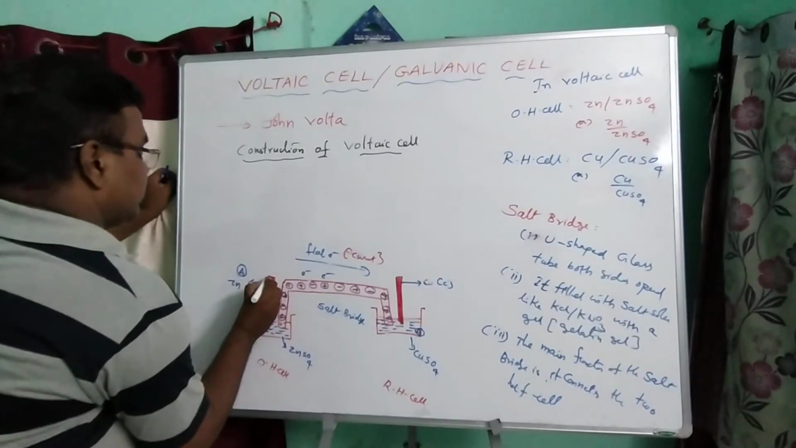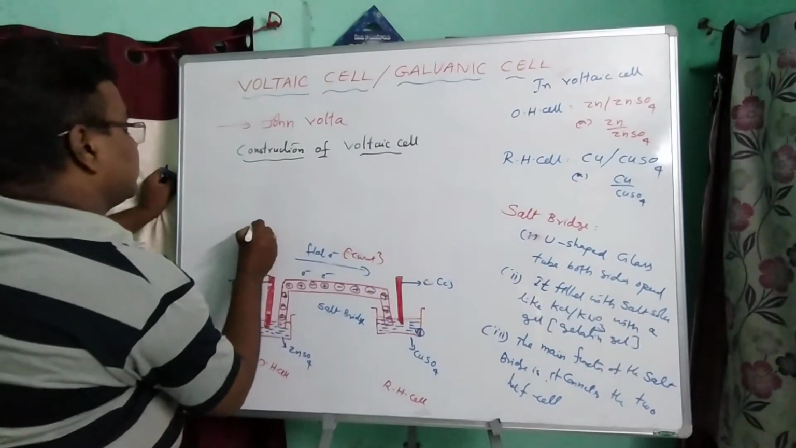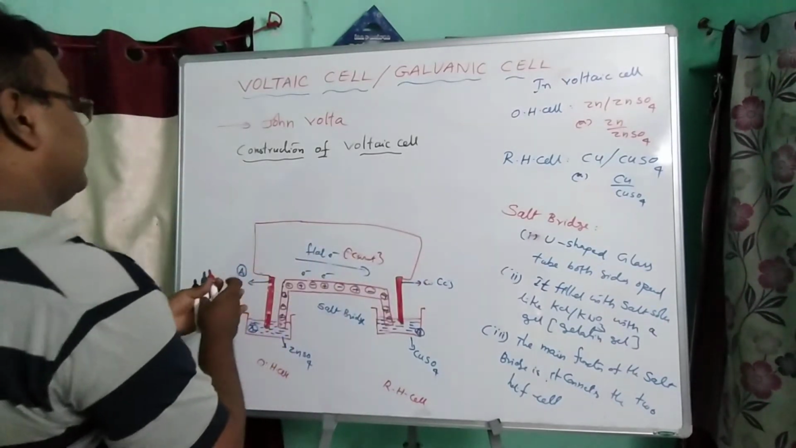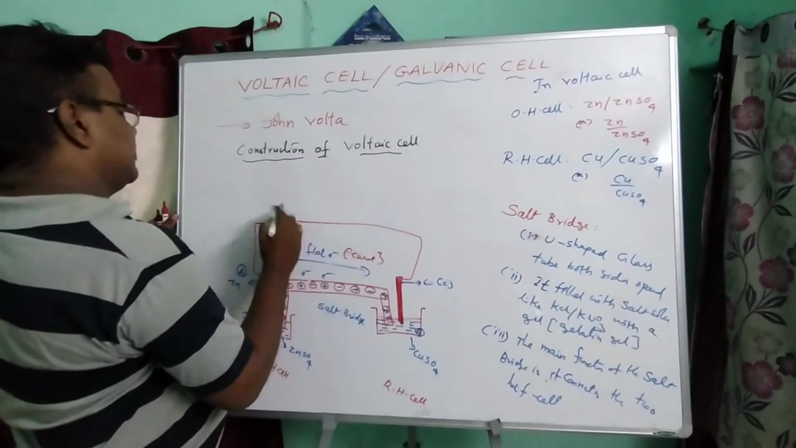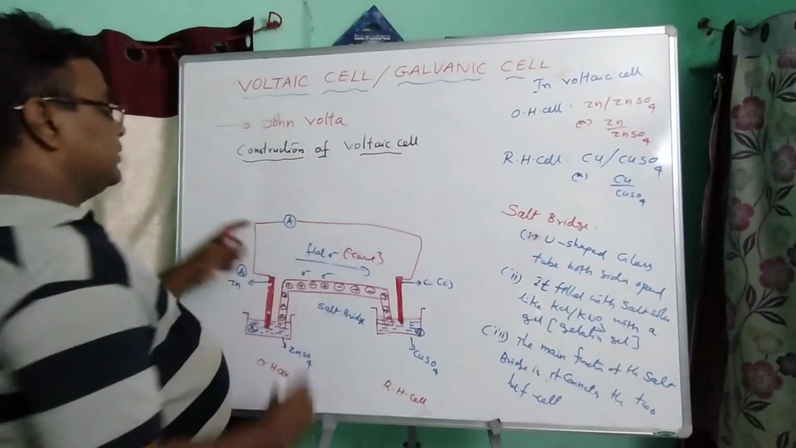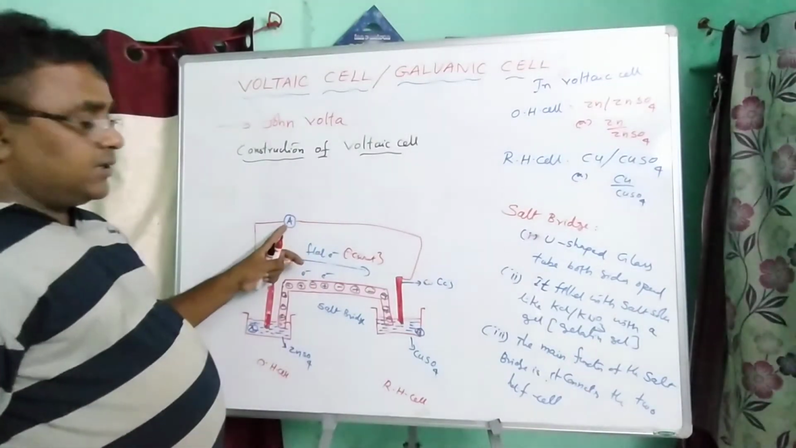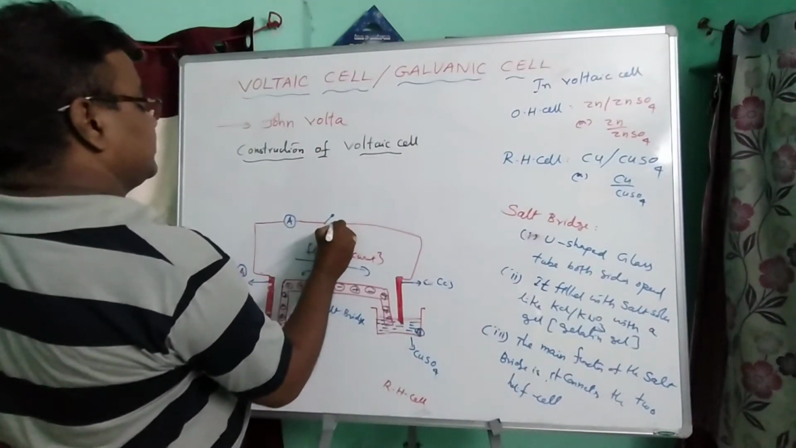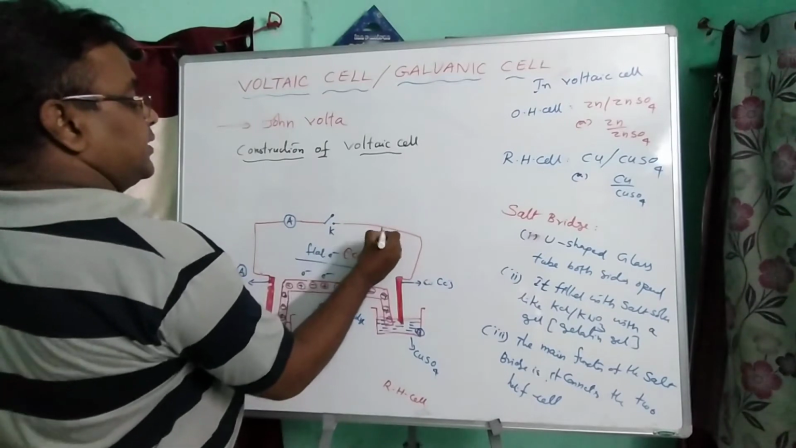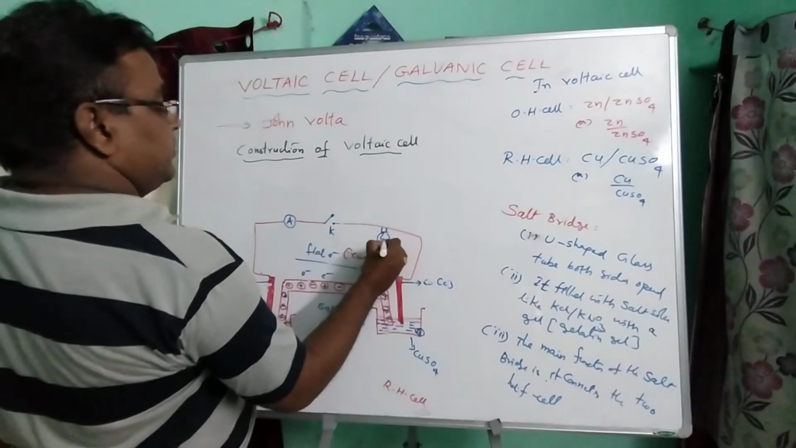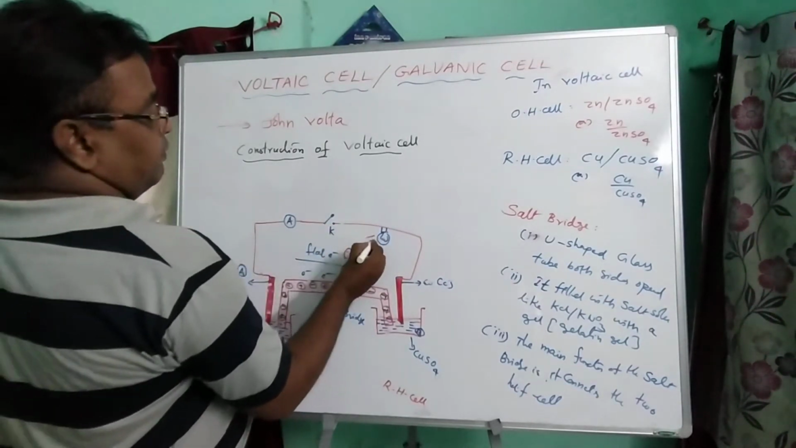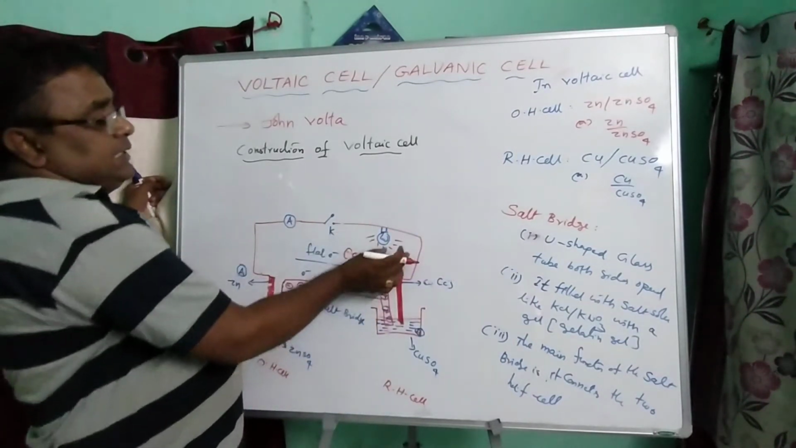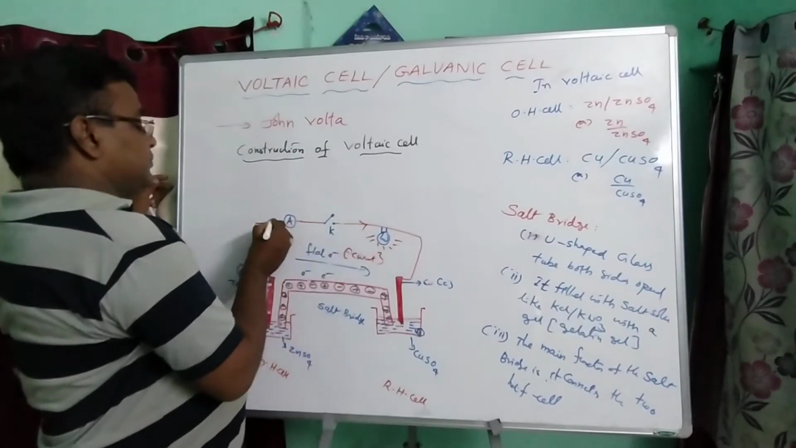For example, if these two electrodes, anode and cathode, are joined with a wire or circuit, we add an ammeter, the device used to measure the flow of current. An ammeter and a tap key, a switch, are added. And if we add a bulb in this circuit, it will glow immediately, because it indicates the flow of electrons.